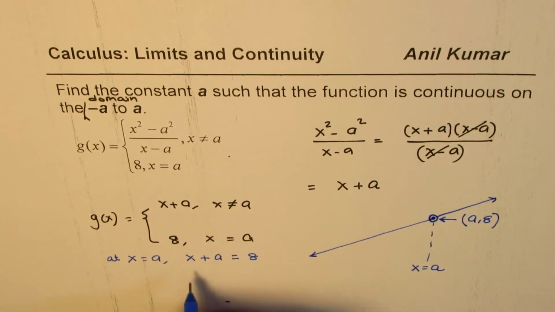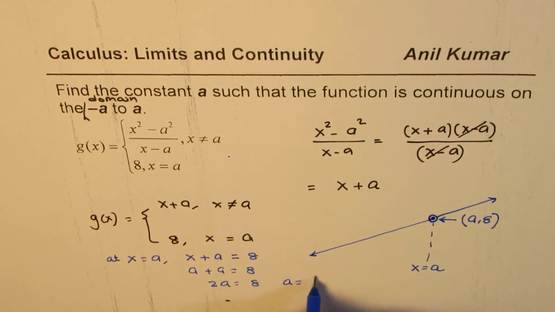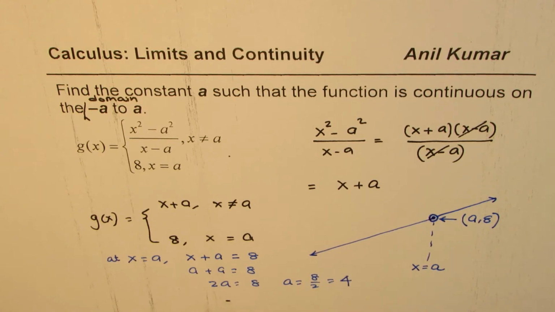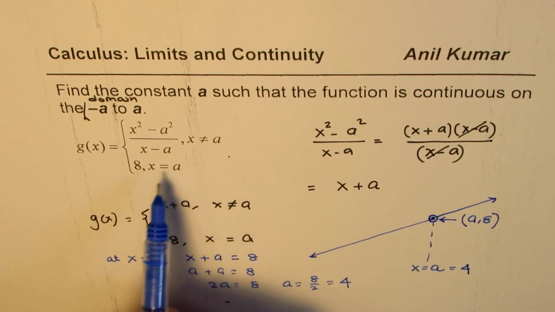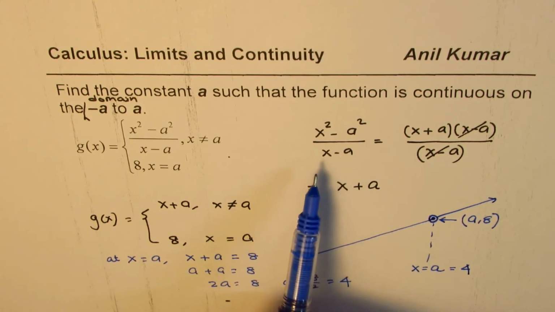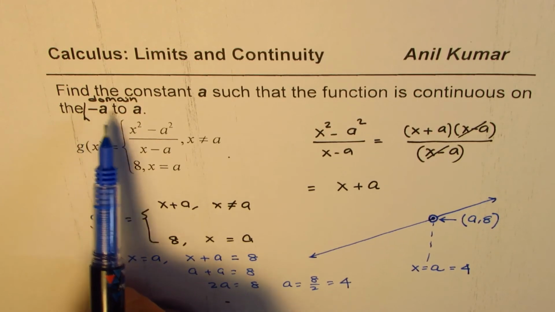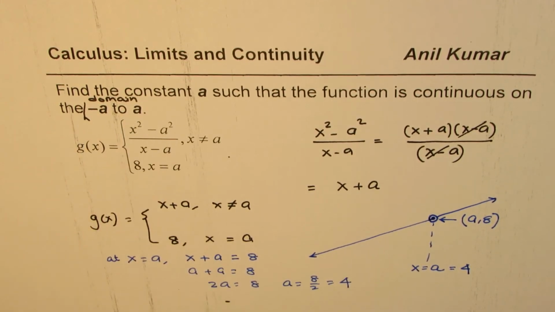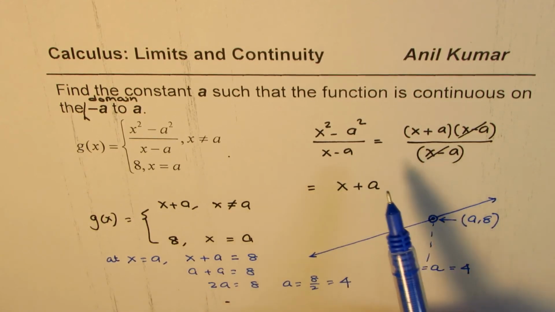So if I substitute a here, I get a plus a equals 8, 2a equals 8, or a equals 8 divided by 2, which is 4, right? So that gives us the value of a, which should be 4. So that means a should be equal to 4 for the given function to be continuous within the given domain. Domain now becomes from minus 4 to plus 4, right? However, you can see in this particular case, it will be for all values, correct?